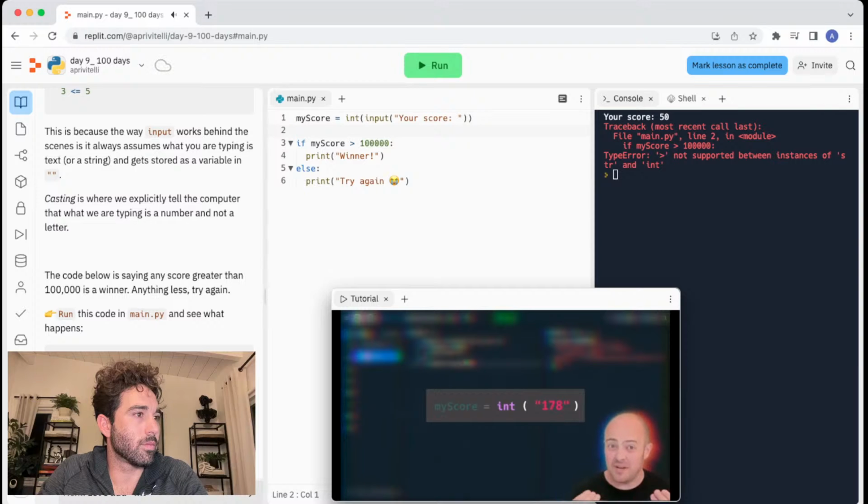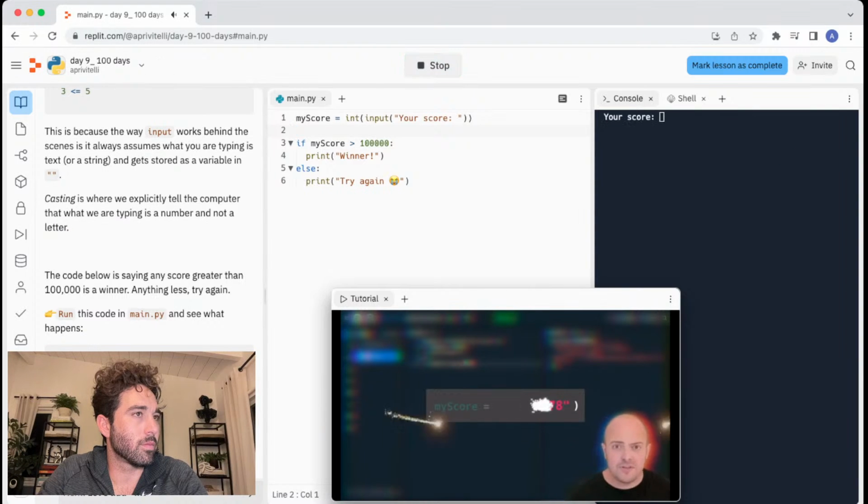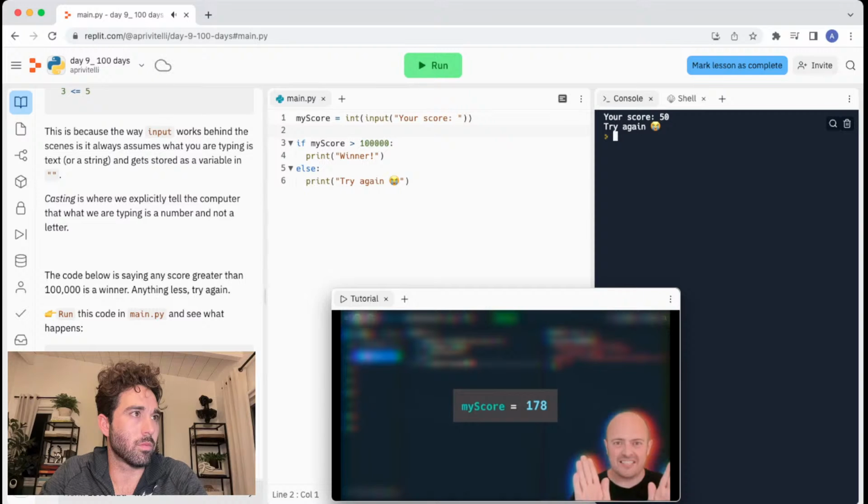This is a whole number. Can you convert it for me? And the computer goes, oh, it is a whole number. Wow, here, have the number back. And essentially, it just removes those quotes and hands it back to you.